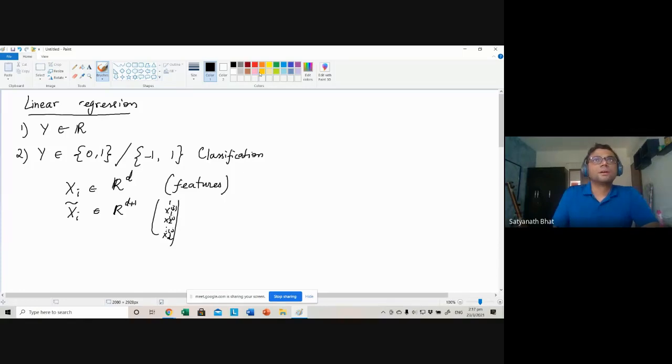And in the linear regression problem, what we are assuming is that our class of functions, the f of x used to approximate y, is of the form w transpose x, where x is the augmented representation.